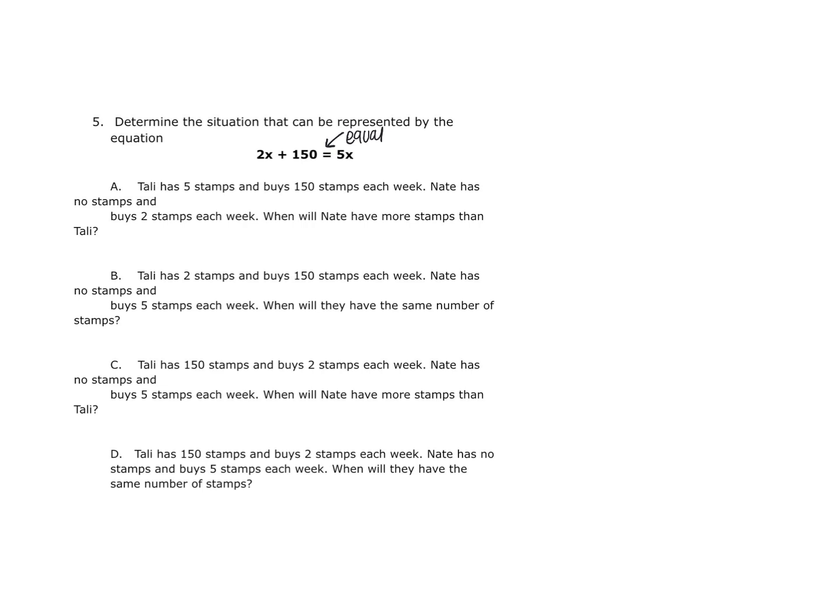So for answer choice A, it says, when will Nate have more stamps than Tally? We can cross that off because we want them to have the same number of stamps. For B, it says same number, so we can keep it for now. For C, it says, when will Nate have more stamps than Tally? Again, so we can cross C off. And for D, we see that key phrase of same number, so it can stay. Now we get to just look at comparing Tally to Nate for these two answer choices.